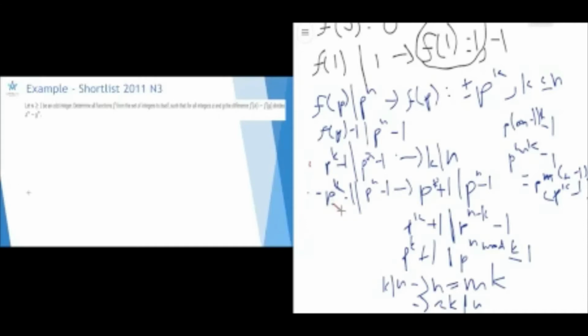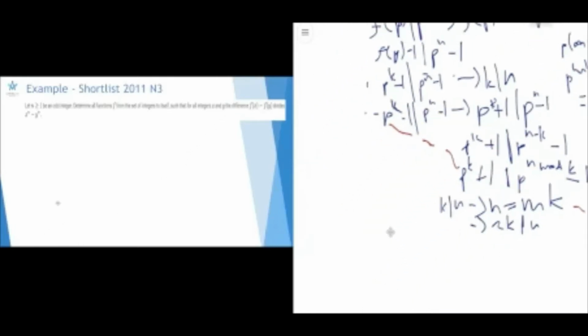I don't want to completely scratch the work out, so let's just do that. Okay. So that was actually a lot for one subcase, but it's pretty close to being done now. So now we know that there's only one possibility for f of p because we ruled out this negative case. So f of p has to be p to the k minus 1, where k divides n. Now, how do we go from here?